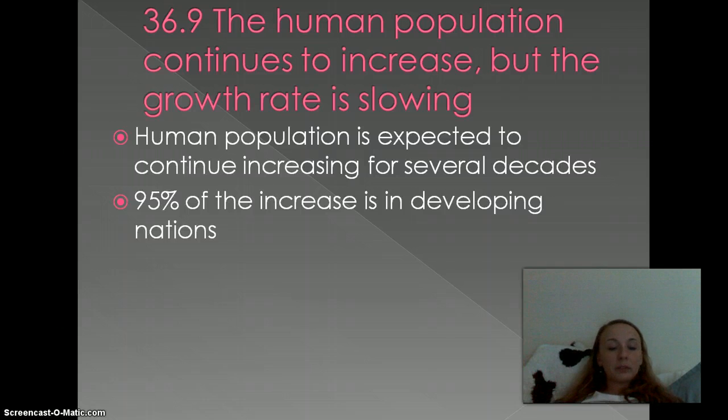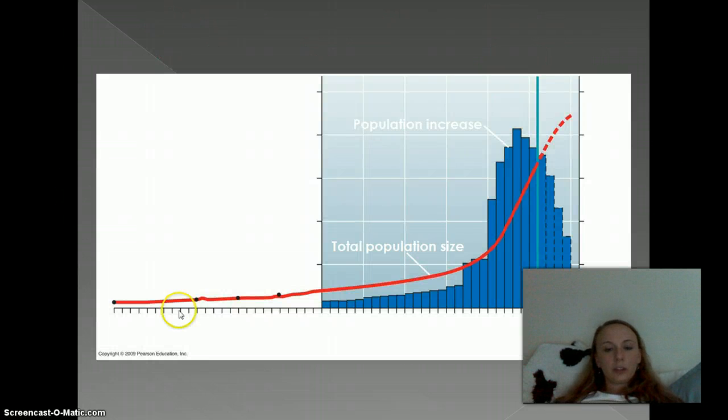So 95% of that increase is actually in developing nations. And part of the reason for this is that they don't have the knowledge about different forms of birth control that we do in developed countries. So because of this, because they don't have that technology available to them, they do have more children than in developed countries. So here is just a graph kind of showing the way humans have increased.